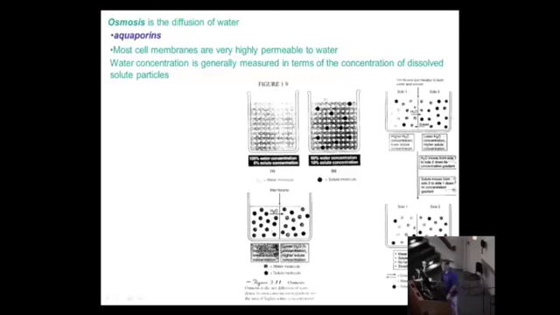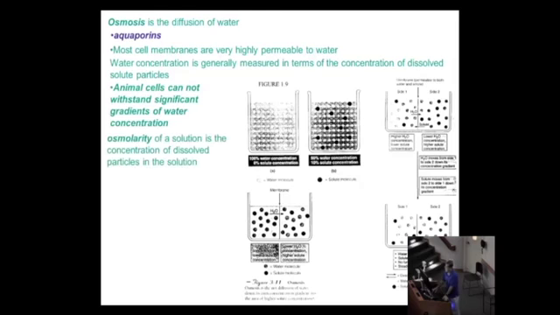So the more molecules I have, the less water I have. So high osmolarity means low water concentration. If water diffuses from high concentration to low concentration, that means it's going to diffuse from low osmolarity to high osmolarity, okay? Because high osmolarity means low water concentration, okay? So again, animal cells can't stand concentration gradients, okay? So the osmolarity is the concentration of particles other than water in solution.